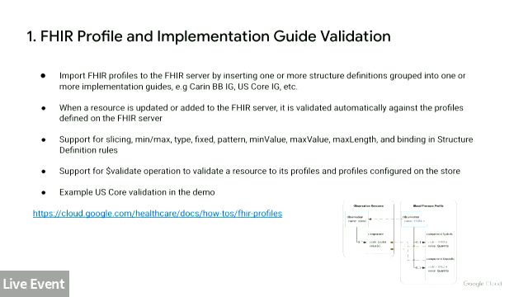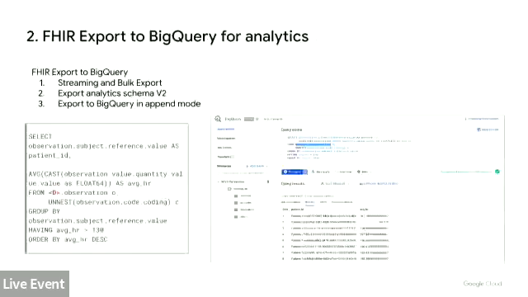You can also just run the validate operation to validate a single resource, if you don't want to post it to your FHIR server. And we'll go into a demo of this in a few minutes. The second feature I want to highlight is FHIR export to BigQuery. So we've had this for a long time, but we've made some improvements to this.